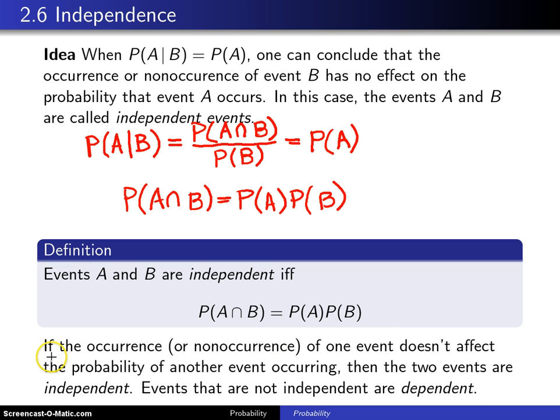Another way of saying that is if the occurrence or non-occurrence of one event doesn't affect the probability of another event occurring, then the two events are independent. Now, if two events are not independent, then they are considered dependent.